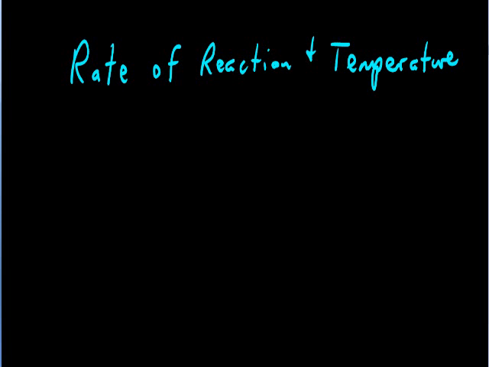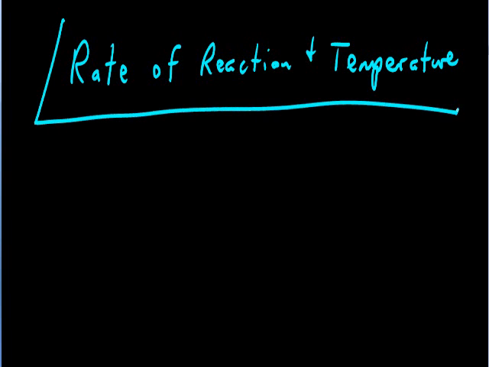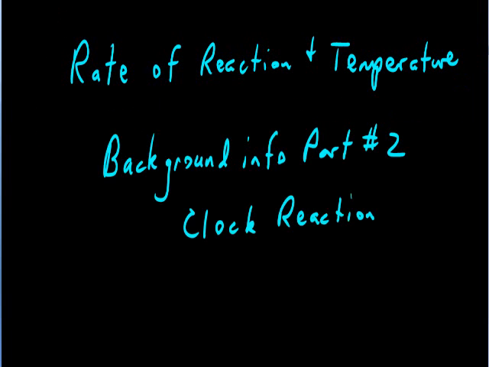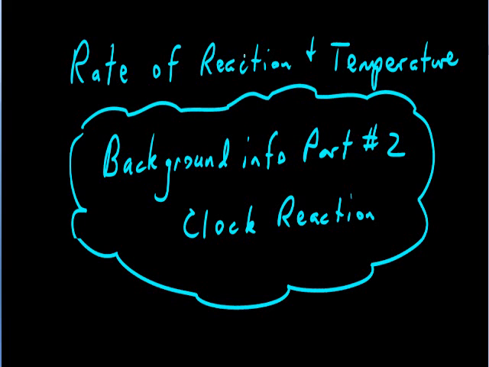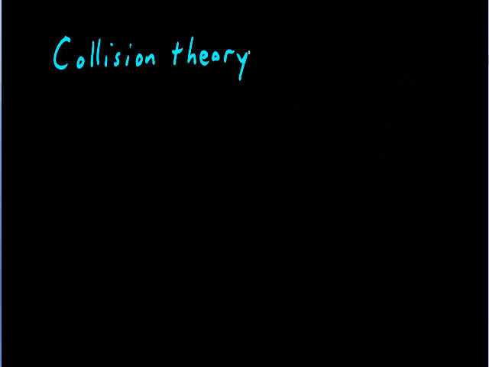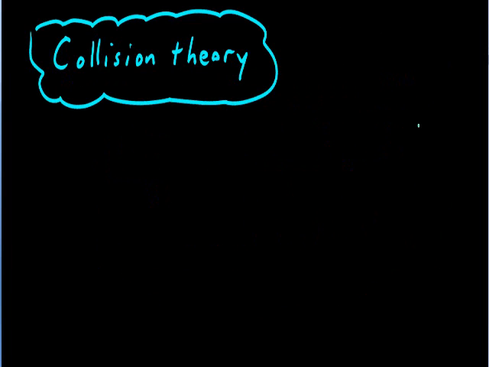The focus of this video is going to be taking a look at the rate of reaction and how temperature can influence the rate of a chemical reaction. This video will also serve as the background information for part number 2 of the clock reaction lab exercise we're doing in class. We'll explain how temperature can influence the rate of a chemical reaction by utilizing collision theory.